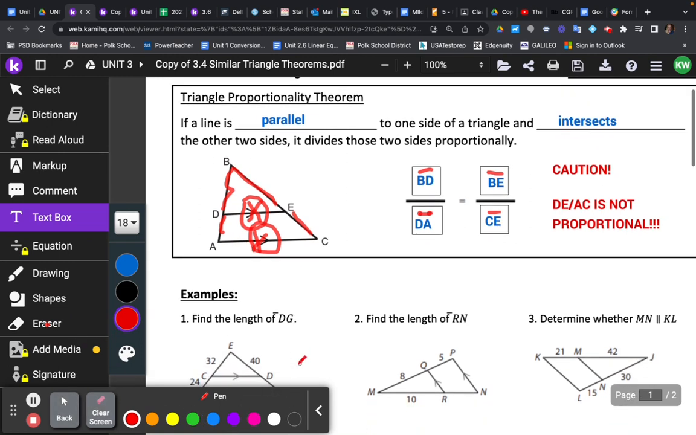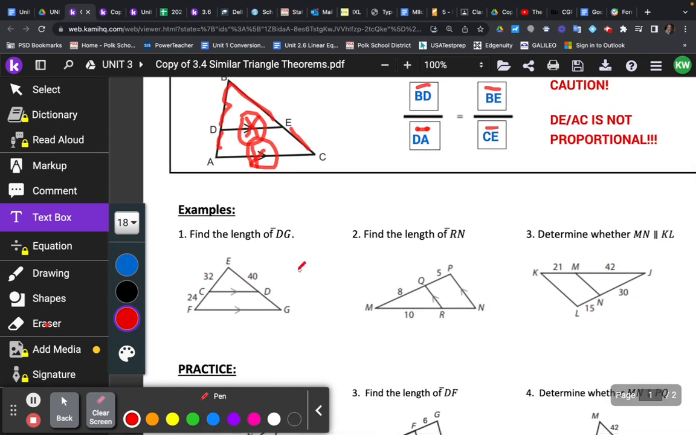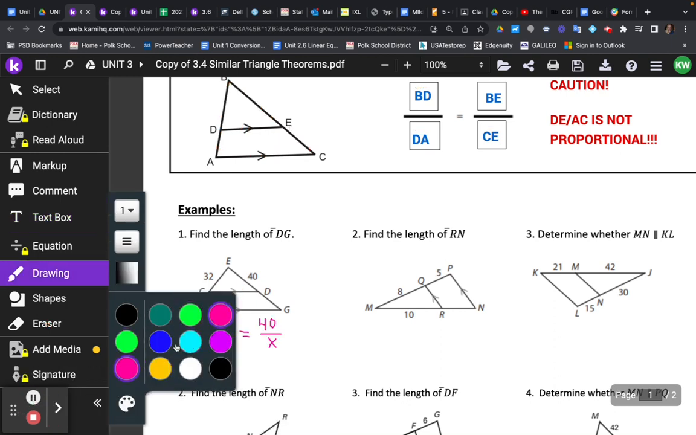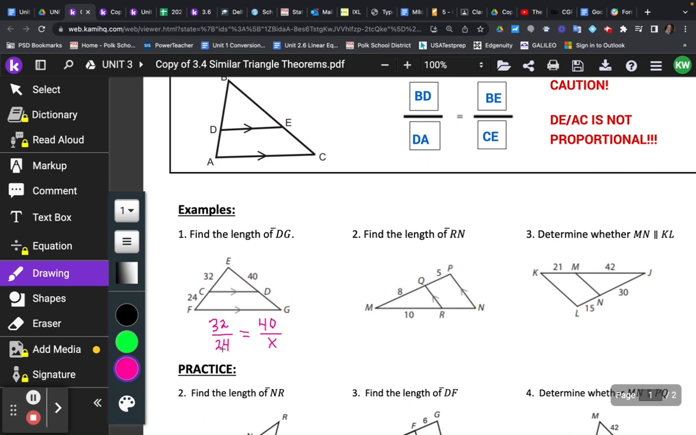So let's take a look down here at the bottom. It says, find the length of DG. So what are we going to do? Set up a proportion. A lot of my kids, when they see the parallel lines just like this, begin to set up the proportion by setting up a fraction just like this. 32 over 24 is going to be equal to 40 over x. They actually use the triangle to set it up. Let's clean it up just a little bit. There, that's much better. Once again, 32 over 24 is going to be equal to 40 over x.